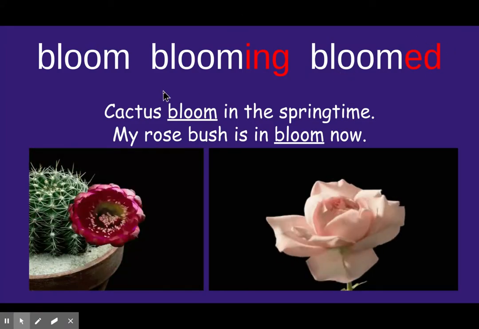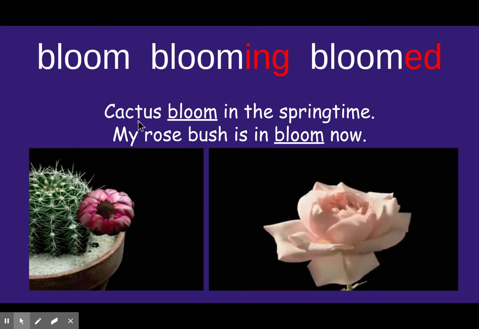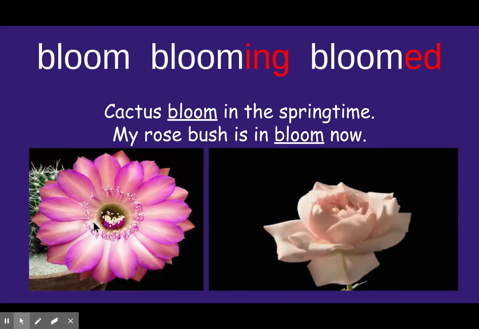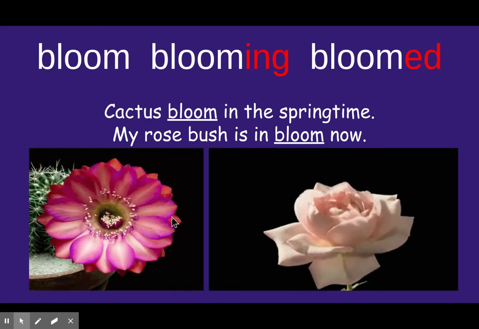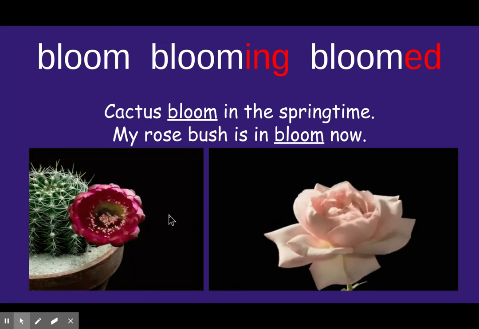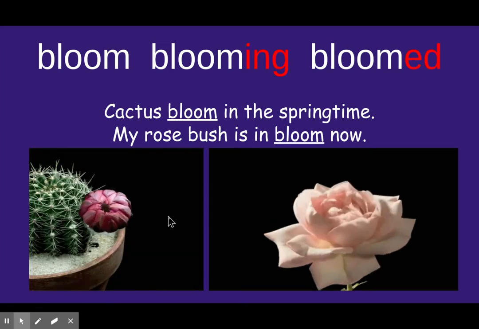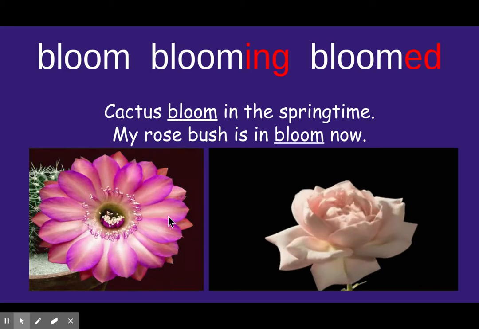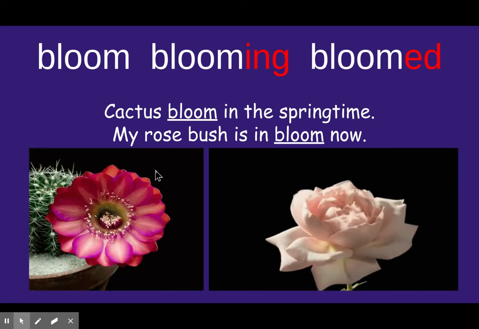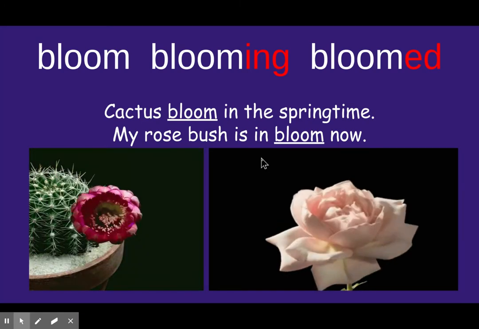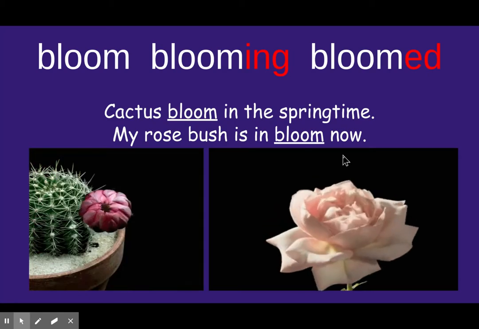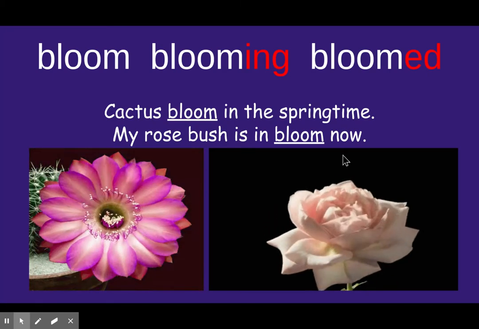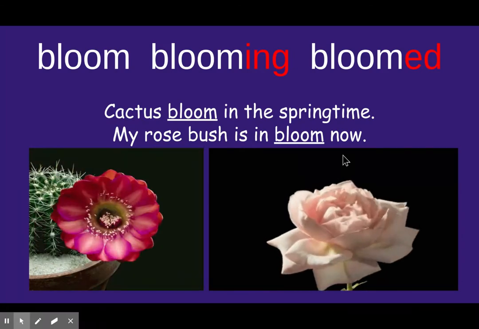All right. Now, the first sentence is cactus bloom in the springtime. And that is true. This is one of the most beautiful cactuses in the world because when it blooms, it has this pink and yellowish type of flower on it. And it's just gorgeous. And it usually blooms in the springtime. My rose bush is in bloom now, which means that it has a whole bunch of little buds on it. And then now they're breaking open and the flower is coming open.